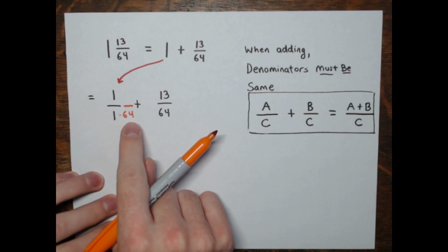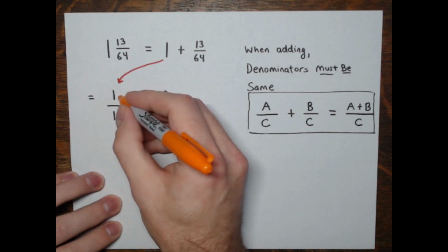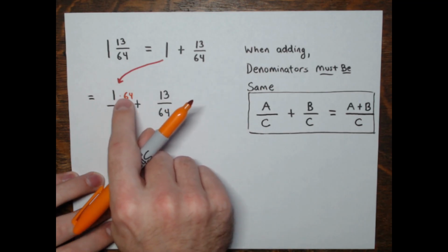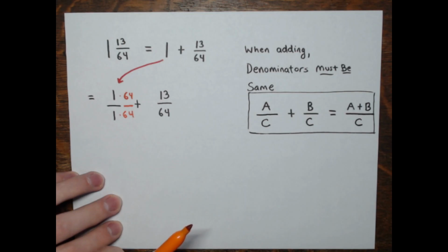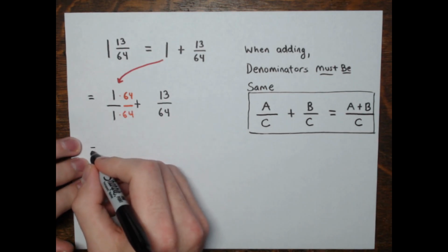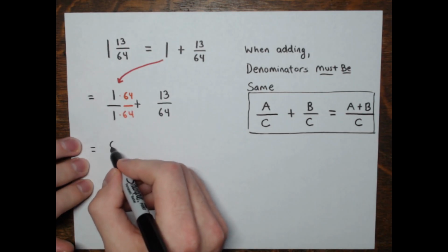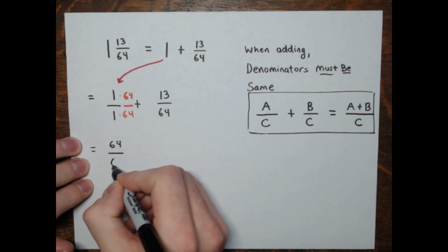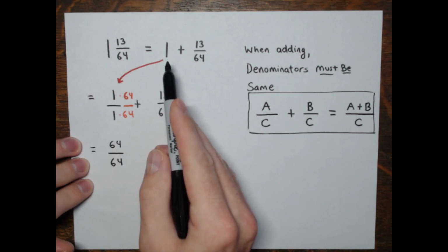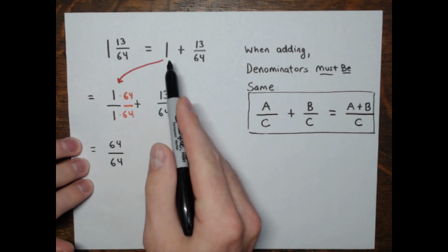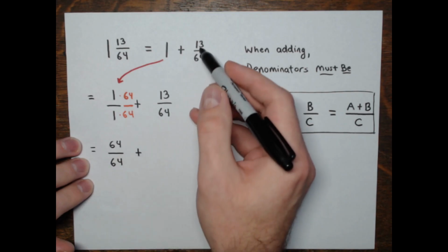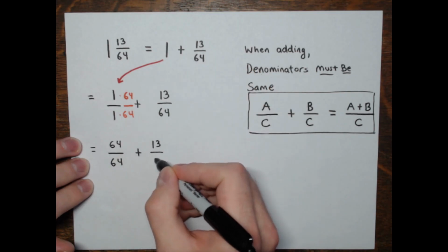That's actually much smaller than 1. 1 divided by 64 is much smaller than 1. So whatever you do to the denominator of a fraction, you must also multiply the numerator by that same number. So now, after multiplying the numerator and denominator by 64, we have 64 over 64. Anything divided by itself is 1. Anything over itself is 1. So this is the same as the 1 that I had initially. And we're adding to this the 13/64.